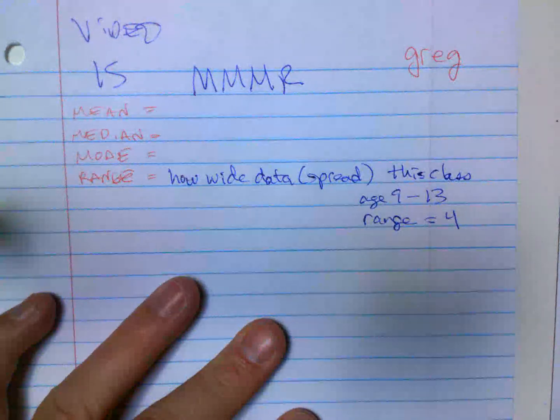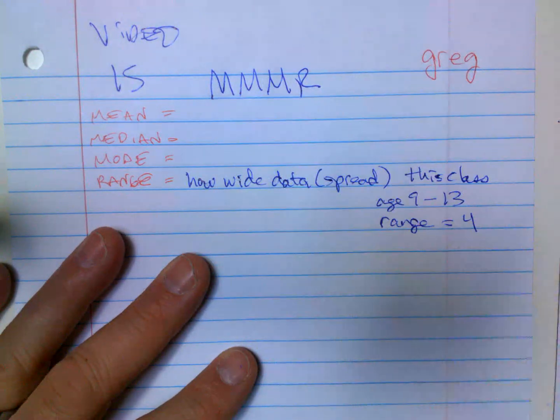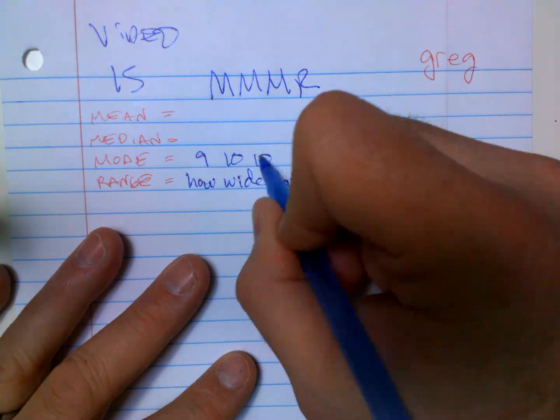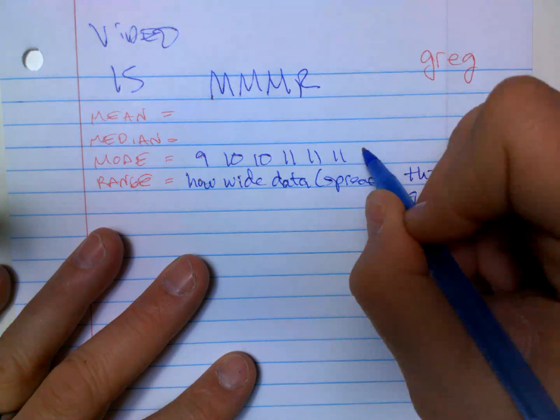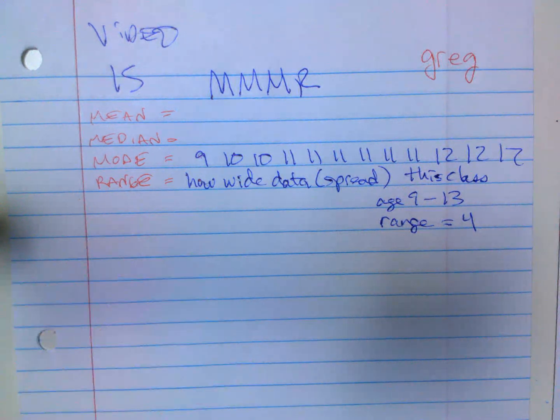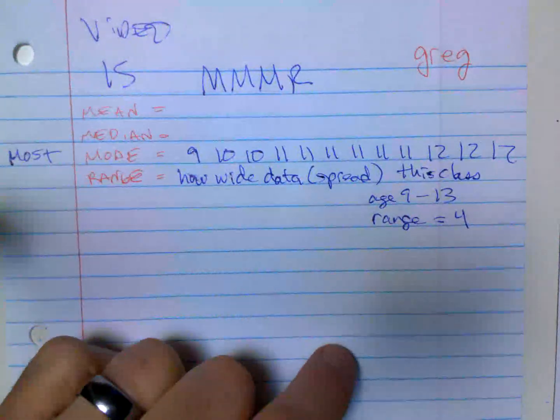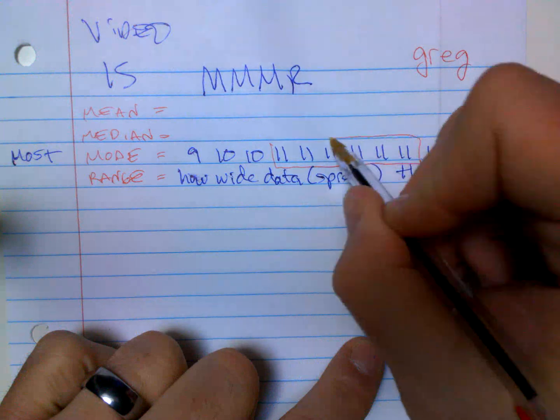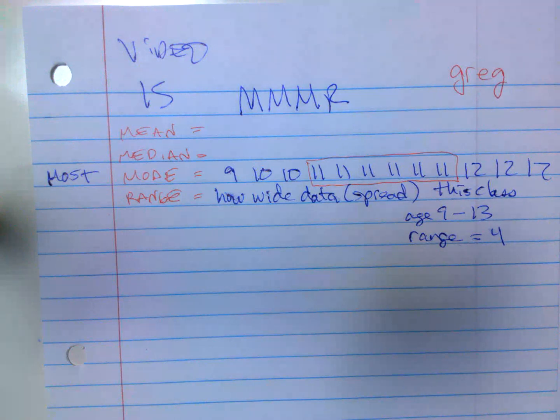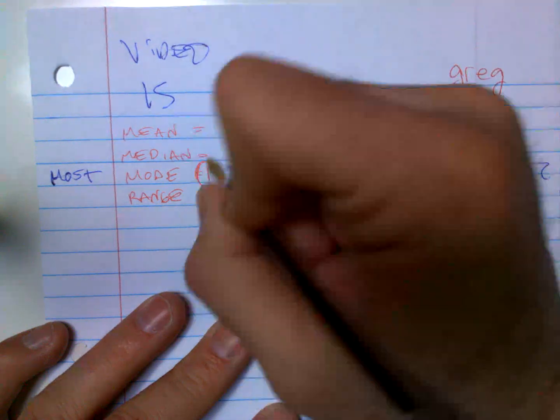Mode, if I looked at everybody's ages, okay, let's say I was doing tutoring and I had a 9-year-old, a 10, an 11, 11, a 12-year-old, a 12-year-old, a 12-year-old, okay? What's the mode? The mode is the most, okay? What is there the most of? There's the most of the 11s. So the answer is not 6. The answer is which one shows up the most. 11 shows up the most, okay?